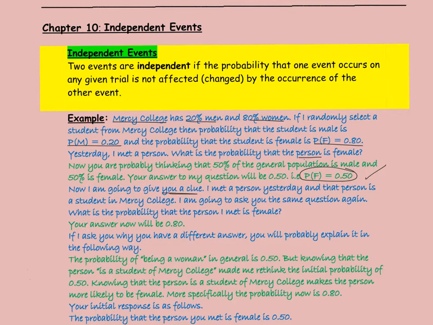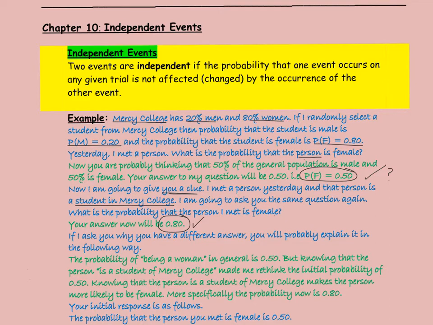The person I met yesterday is a student in Mercy College. And now I'm going to ask you the same question. What is the probability that the person I met yesterday is female? But remember that now you know that the person is a student in Mercy College. So now you have to rethink this probability. This answer is not going to work anymore. So now you're going to say, since the person I met yesterday is a student at Mercy College, the probability that the person is female is 80%. And that's because 80% of the student population in Mercy College is female. So we changed our answer from 0.50 to 0.80.